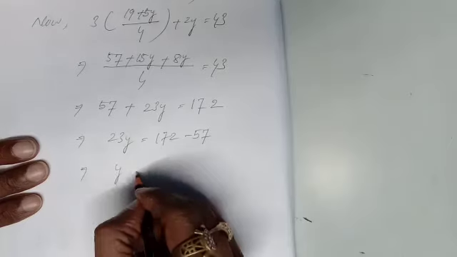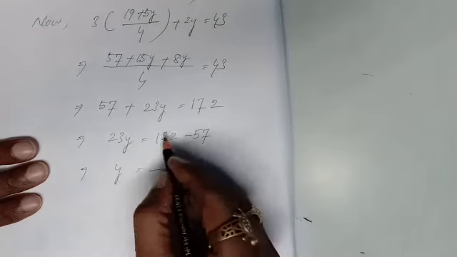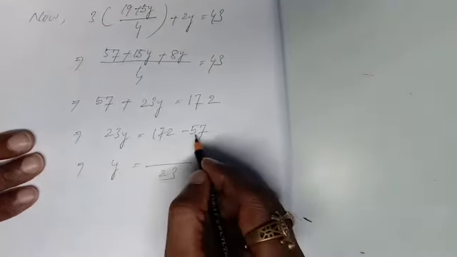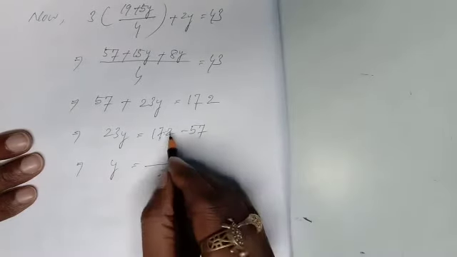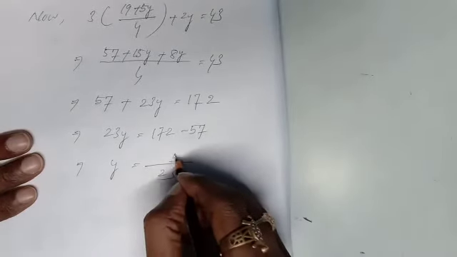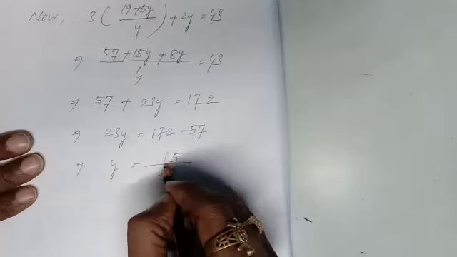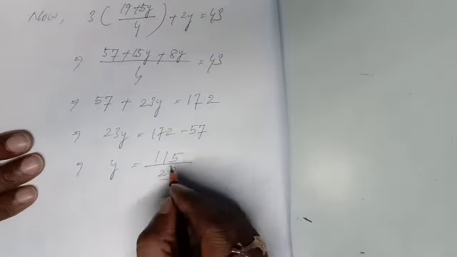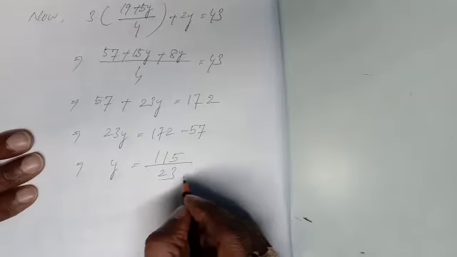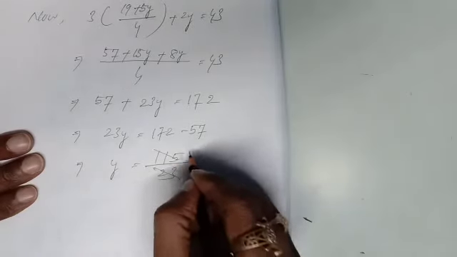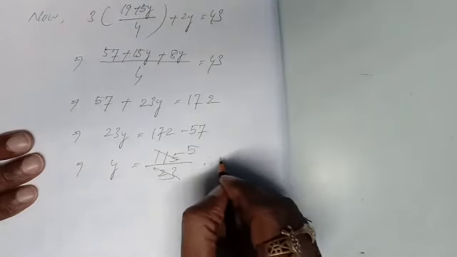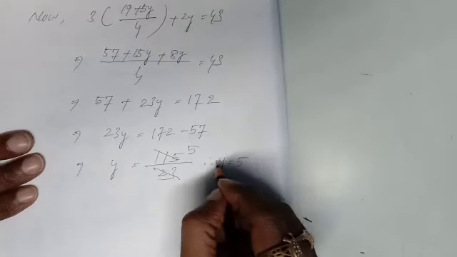After that, y will be how much? You have to divide 172 - 57 by 23. It will be how much? 172 - 57 is 115. Now this will be 115 by 23. 23 times 5 is 115. That means y equals how much you got? y = 5.